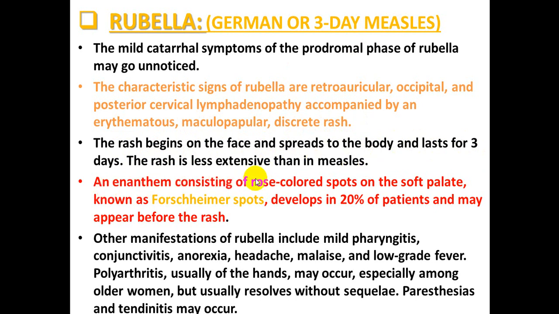An enanthem consisting of rose-colored spots on the soft palate, known as Forchheimer spots, develops in about 20% of the patients and may appear before the onset of the rash. Other manifestations of rubella include mild pharyngitis, conjunctivitis, anorexia, headache, malaise, low-grade fever. Polyarthritis, usually of the hands, may occur especially among older women, but usually resolves without sequelae. Paresthesia and tendinitis may occur.